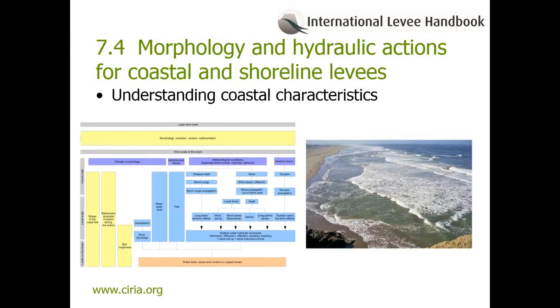Next slide. Section 7.4 describes morphological and hydraulic actions for levees in coastal settings. Coastal areas are highly complex, as shown in the diagram here. There are many interactions indicated in this flowchart, and it's easy to see in the figure to the right that there are many dynamic characteristics. Next slide.